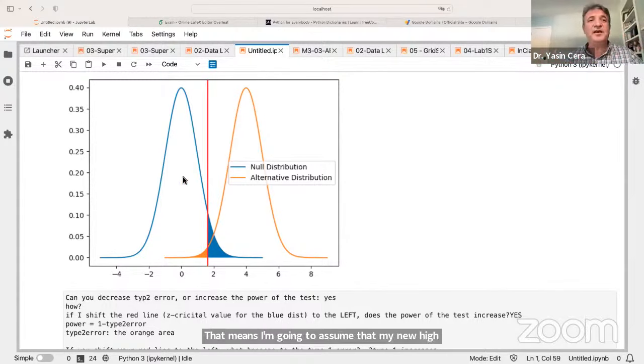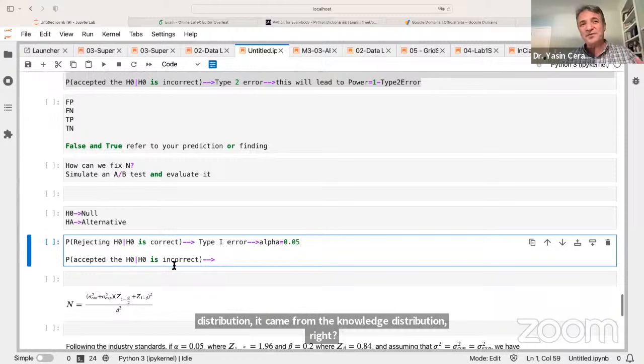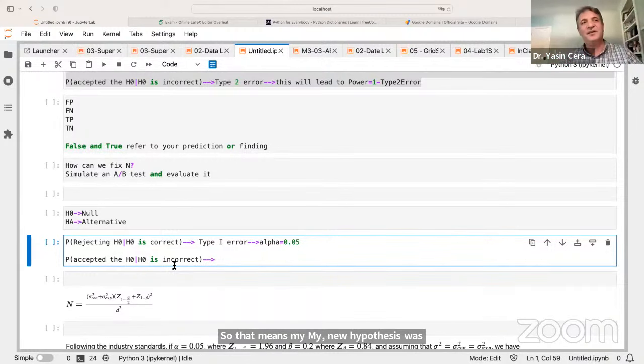But in reality, even though it is so rare for this result to come from the orange distribution, it came from the orange distribution, right? So that means my null hypothesis was actually incorrect in reality, but because of the results I received, I am going to accept the null hypothesis. I'm just making an error here. That error is called type 2 error, right?